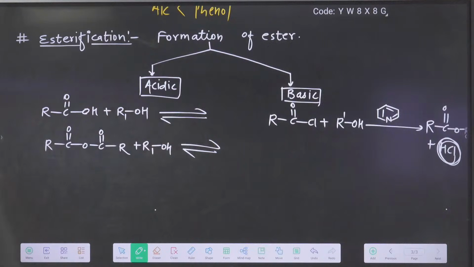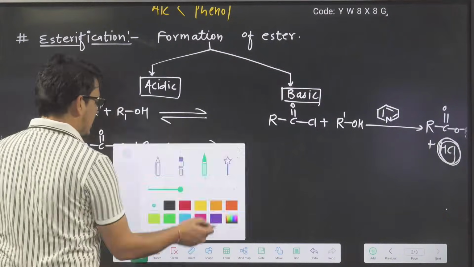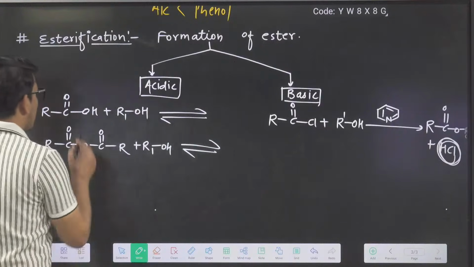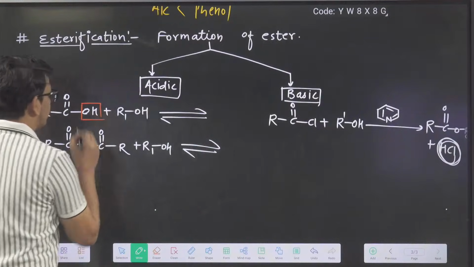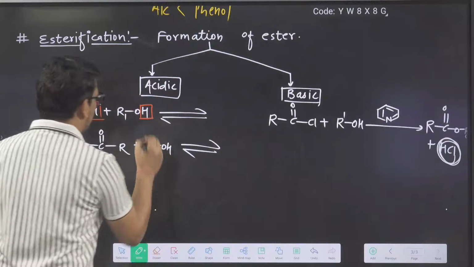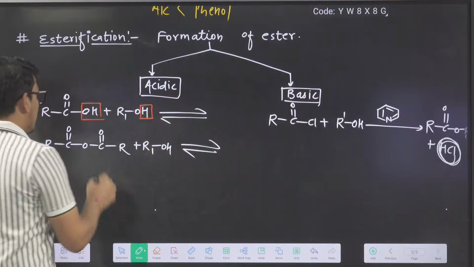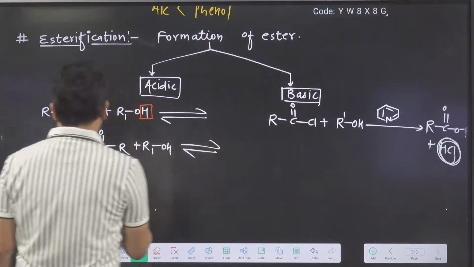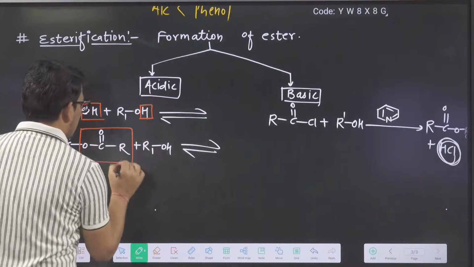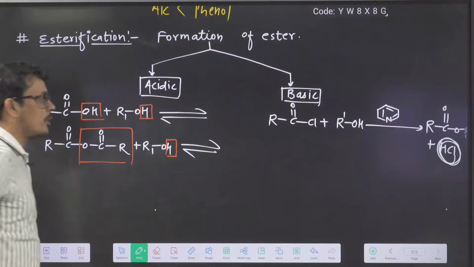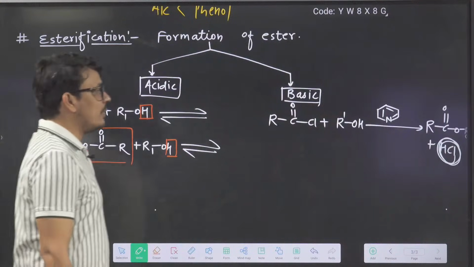So what is the difference here? We have a total of two ways. One of them is in acidic medium and one of them in which medium? Basic medium. Clear to everyone? Yes or no? In this case, how do we write that product? From this side, what do we have to remove? OH, and from this side, what do we have to remove? H. Similarly, in this case, what do we have to remove? This section, and from this section, which one do we have to remove? H.